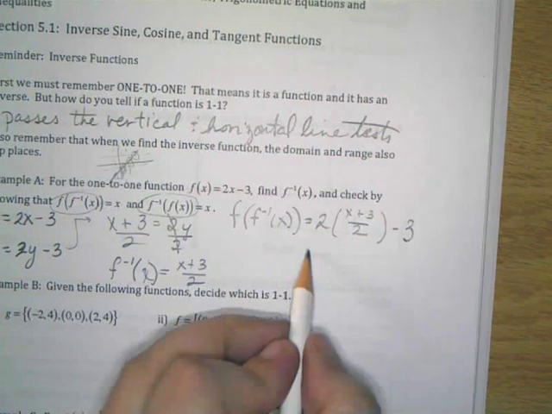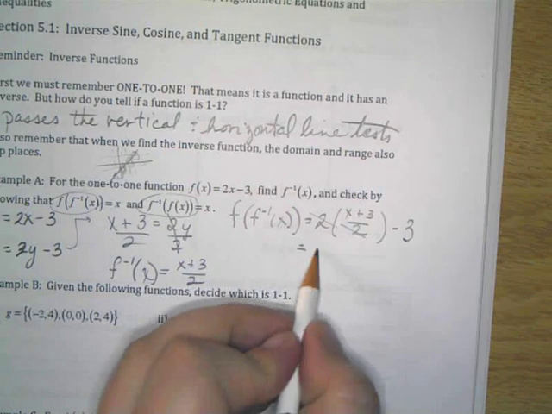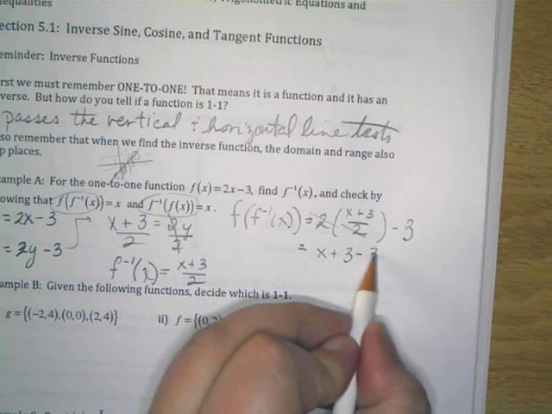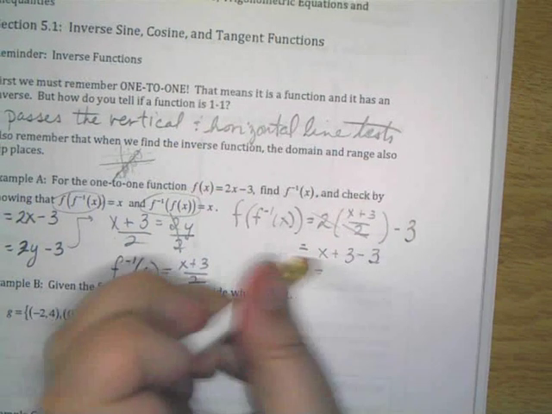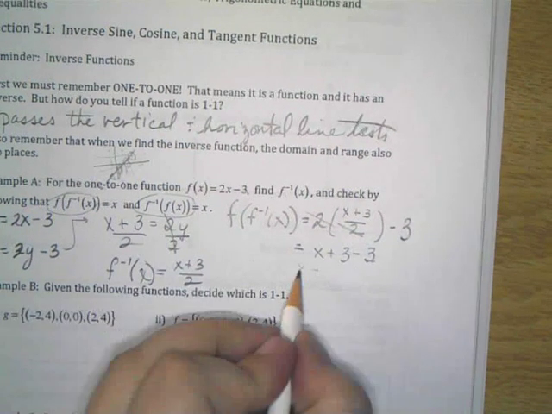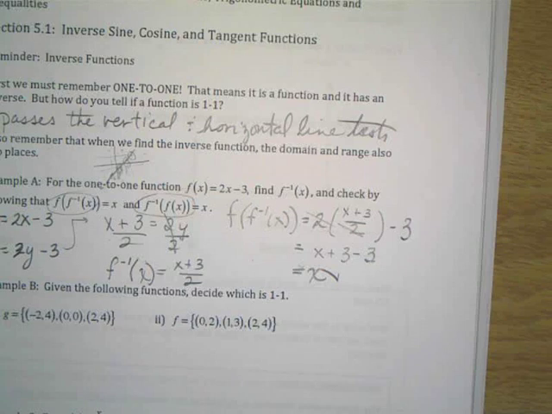And now let's simplify it. So what happens to these 2's? They cancel, and we're left with x plus 3 minus 3. Plus 3 minus 3. Oopsies. Backwards. Equals x. Okay. And that's what it should have equaled according to the directions. And now we got to do it the other way. We got to do f inverse of f and see if we get the same thing.